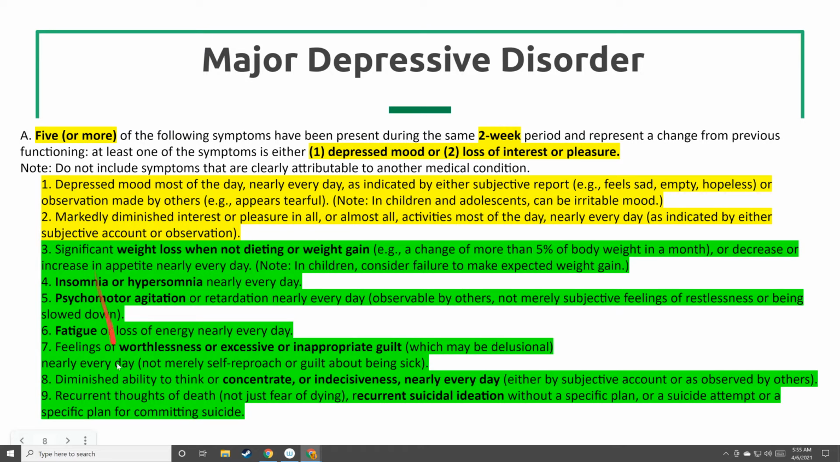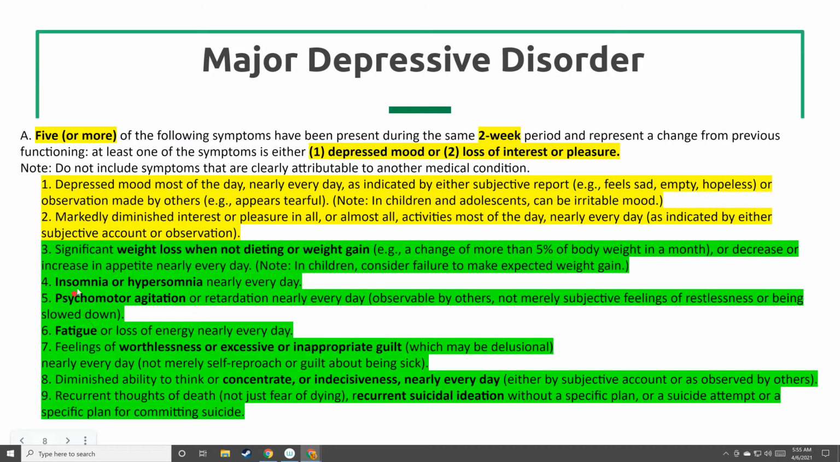And then you have a whole list of categories of what it might look like. So it could be weight loss or weight gain. Now notice how specific the DSM-5 is. This is a change of more than 5% of body weight in a month. Don't forget the DSM-5 is setting down categories for how things can be diagnosed. So creating these operational definitions is really important.